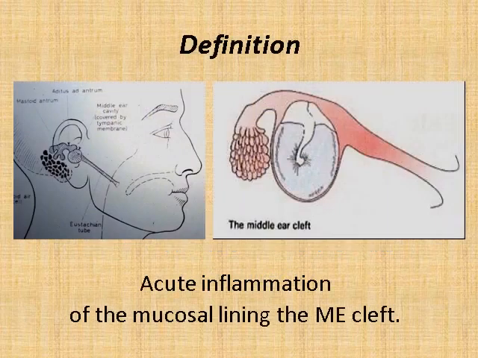How do we define acute otitis media? It's the acute inflammation of the mucosal lining of the middle ear cleft. What is the middle ear cleft? Middle ear cavity, nasopharynx anteriorly, and mastoid air cells posteriorly. So inflammation of the mucosal lining of the middle ear cleft is called acute otitis media.